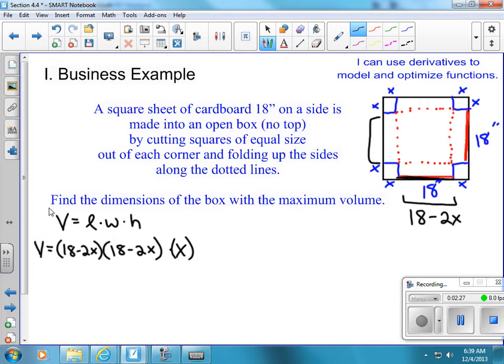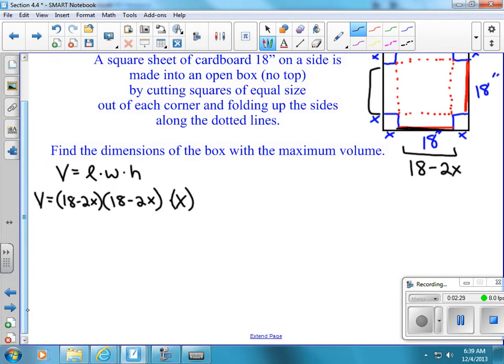All right, so you multiply all those together using your FOILing methods and all of those great and wonderful things, and you should get 4x cubed minus 72x squared plus 324x.